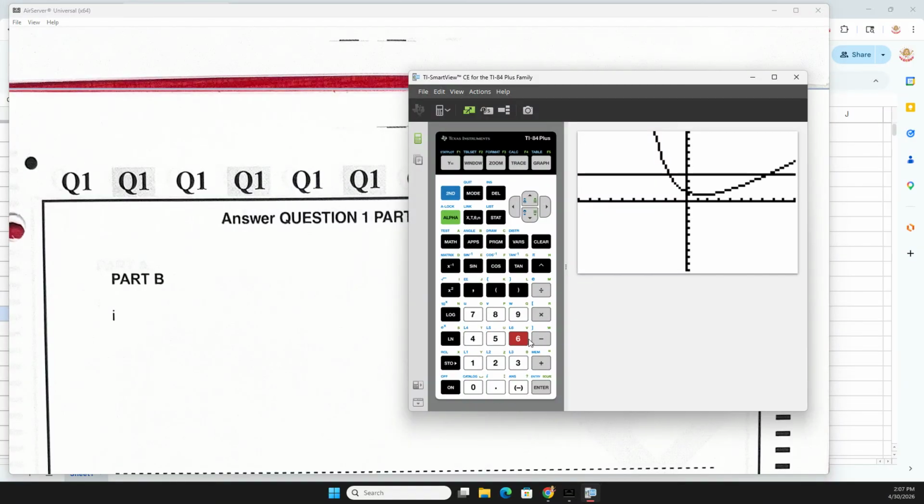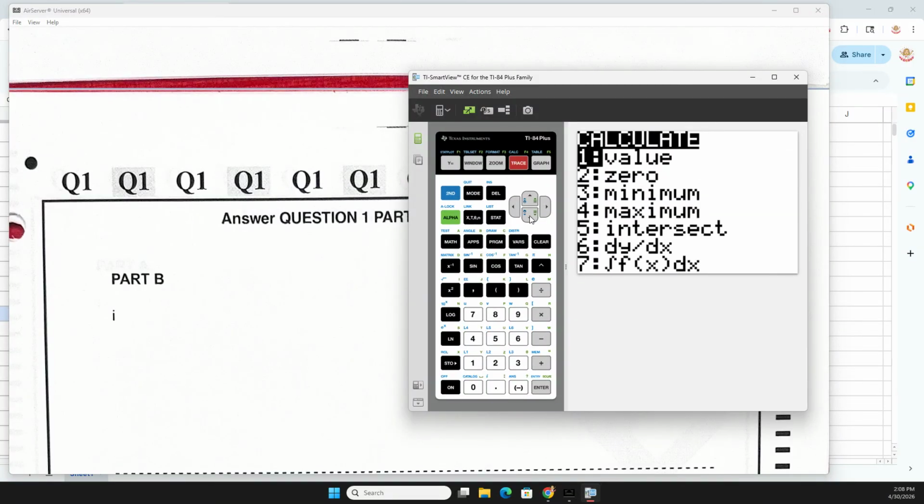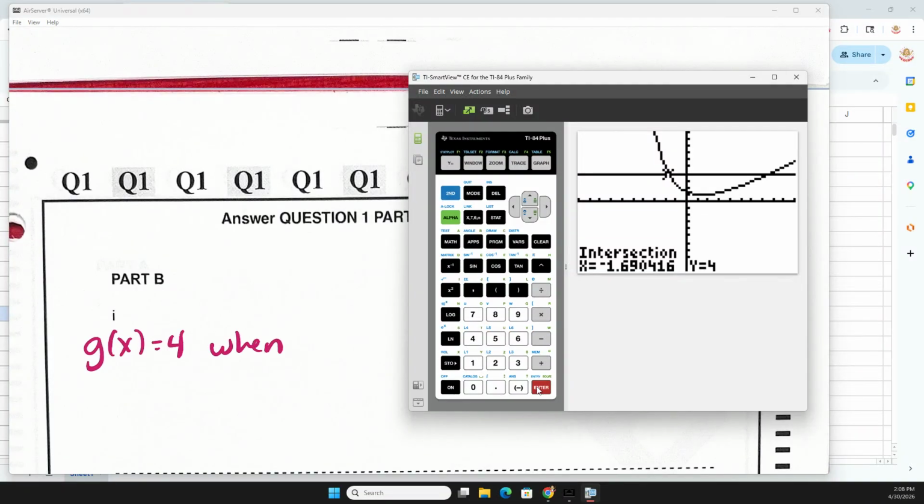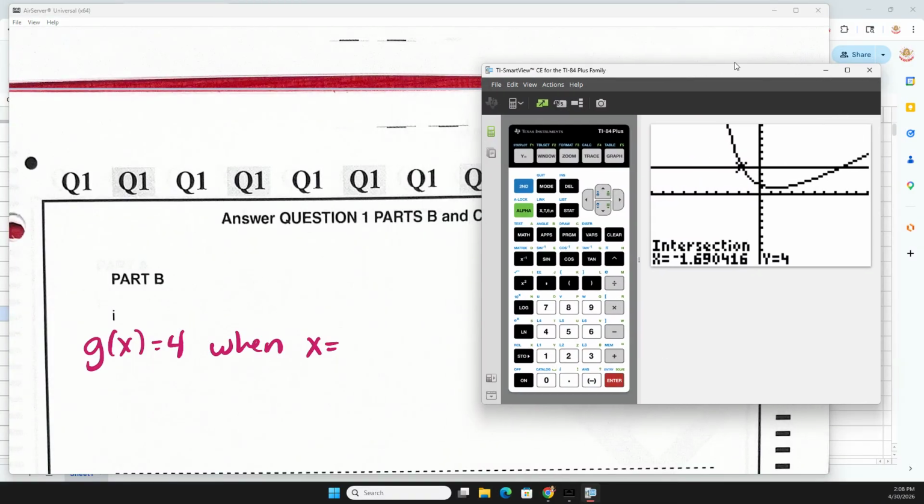All right, so it looks like we have 2 values where this function is equal to 4. And so we're just going to do second trace to calculate the intersection. And you just move close and then hit enter 3 times. All right, and this is super important that you're accurate to 3 decimal places.